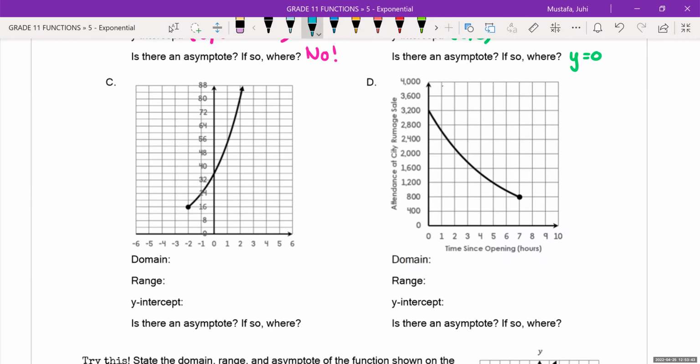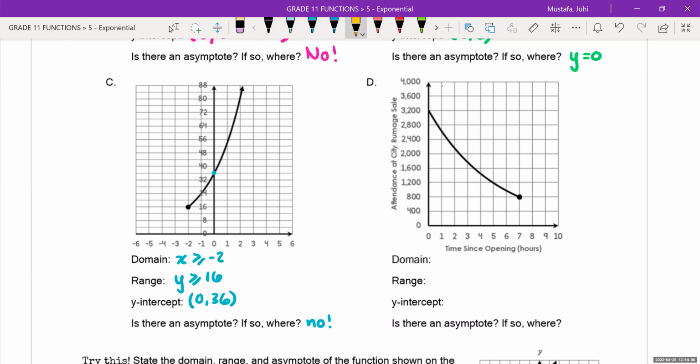Again, example C only shows a part of it, just a segment. So this is going to be x is greater than or equal to -2. Y is greater than or equal to 16. The y-intercept is right here, which is 0, 36. And there is no asymptote that we can see.